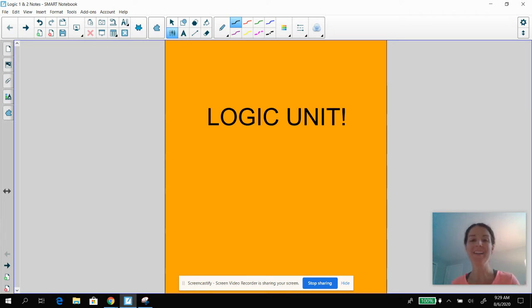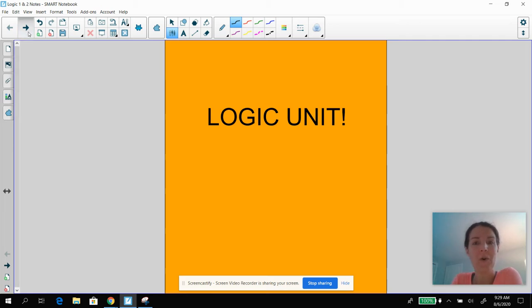So this first unit is called logic, and you'll see it's actually kind of unit 0 because we move on to unit 1 next, but we'll just call this our logic unit. And you probably know a lot of stuff about logic already, which is awesome. And we're going to kind of break it down and then do some pretty fun problems along the way.